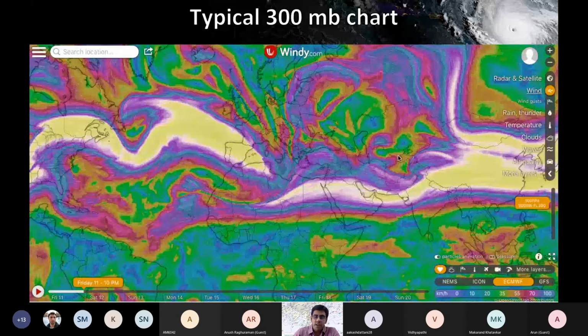So you can see that this is a typical 300 millibar level, and the jet stream has kind of dipped all the way to North India. That's why North India it's very cold right now, almost 4 degrees below normal, if I'm right.